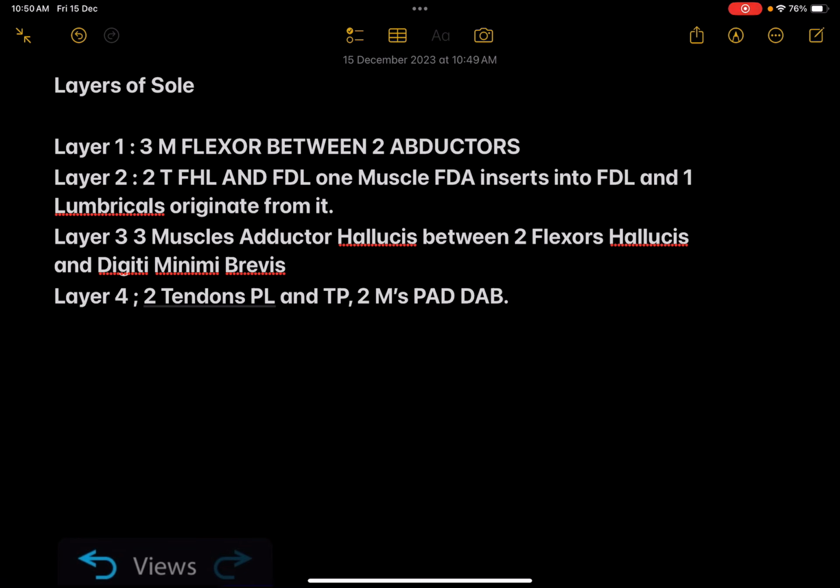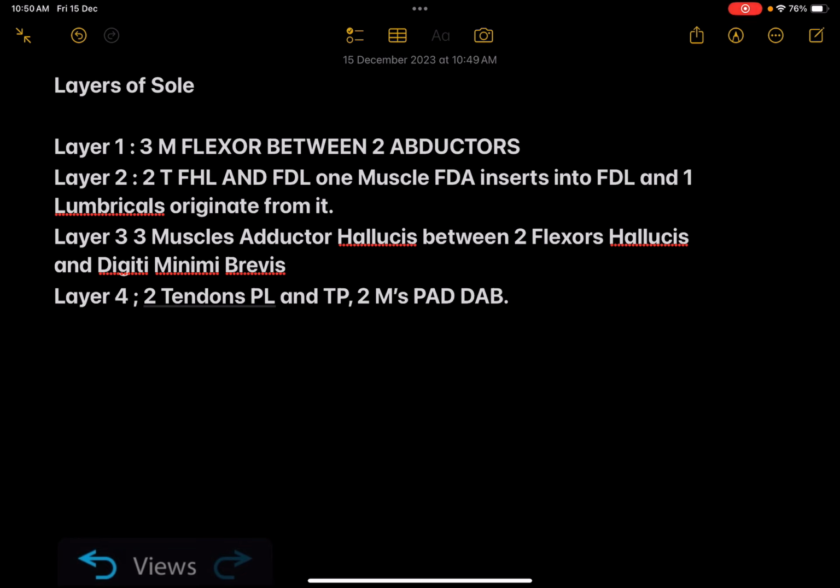Layer 1, 3 muscles. Flexor between 2 abductors. That means flexor digitorum brevis between abductor hallucis and abductor digiti minimi.